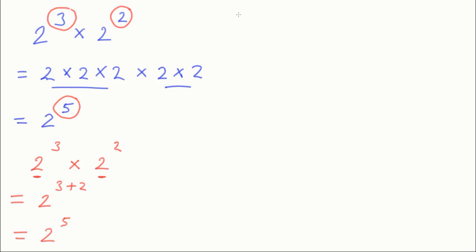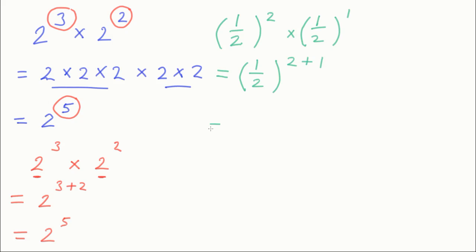Another example, this time a slightly harder one, with 1/2 to the power 2 multiplied by 1/2. What you need to make sure you do when you copy questions down into your textbook, exercise book or folder, is make sure any fractions are in a bracket and raised to a power. So 1/2 is really itself raised to the power 1. The rule is keep the base, which is the 1/2, keep that in a bracket, and then add those powers, so 2 plus 1, and your answer is 1/2 to the power 3 in index form.